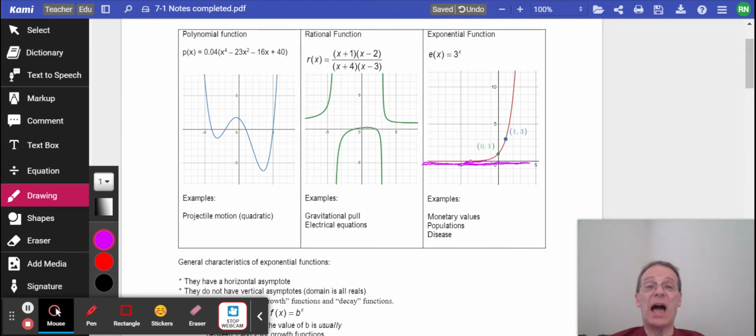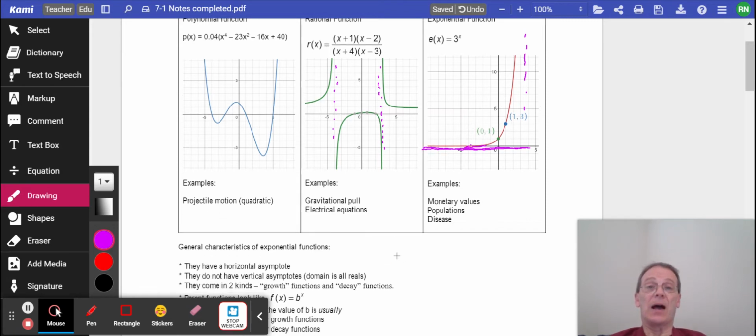Exponential functions do not have vertical asymptotes. This looks like it might. I mean, this rational function over here has a vertical asymptote. I don't know why my pen stopped writing. But it has a vertical asymptote right there at x equals 3. It has another vertical asymptote there at x equals -4. But exponential functions do not have vertical asymptotes.